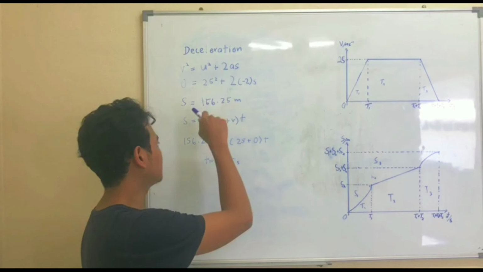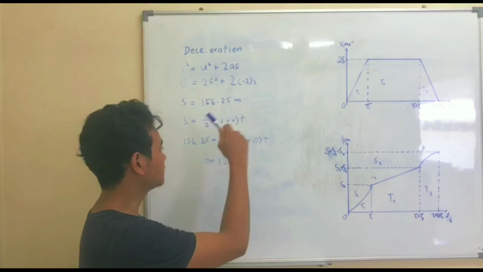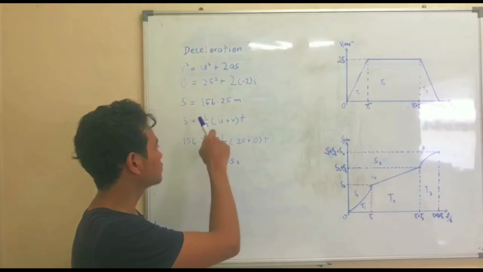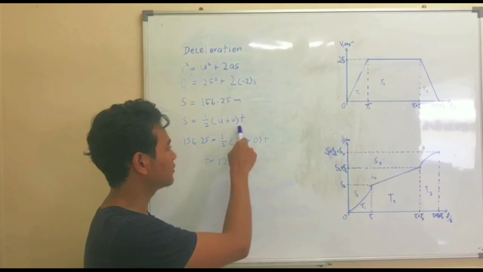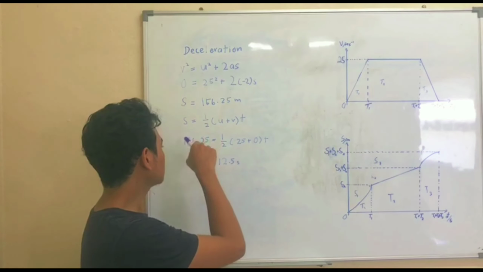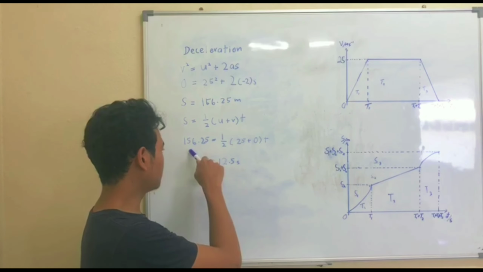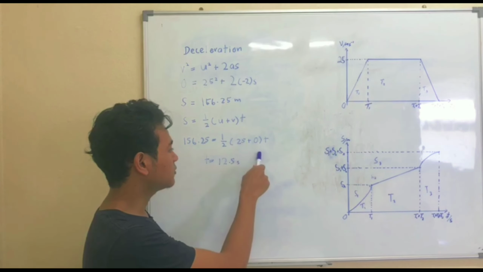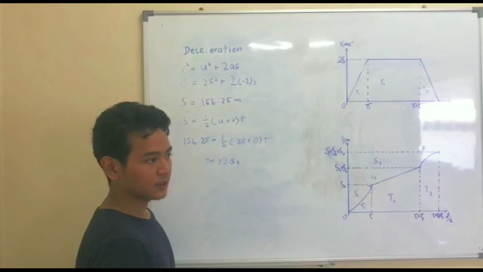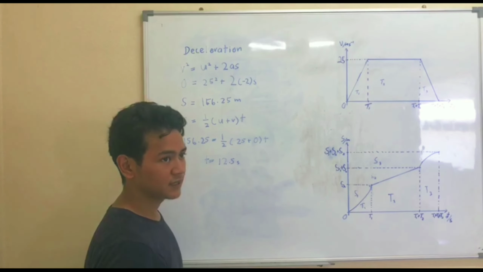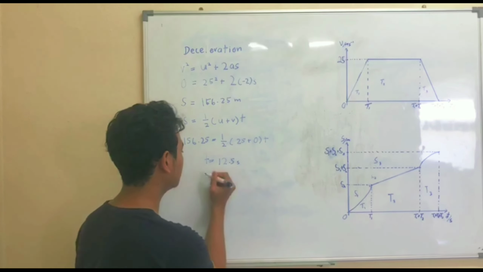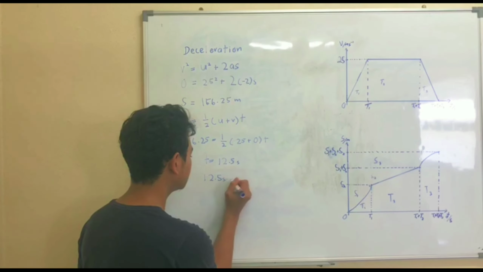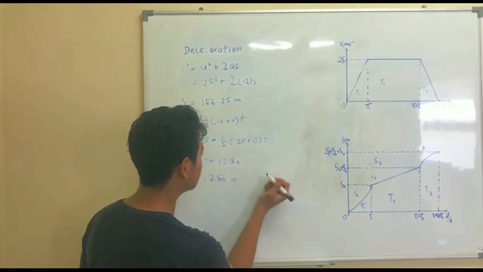When we get the value of S, we can find the time by using the formula S equals half in brackets U plus V, times T. So 156.25 meters equals half times 25 plus 0, times T. Then we get the value of T equals 12.5 seconds. So 12.5 seconds is the time of the deceleration of the train.